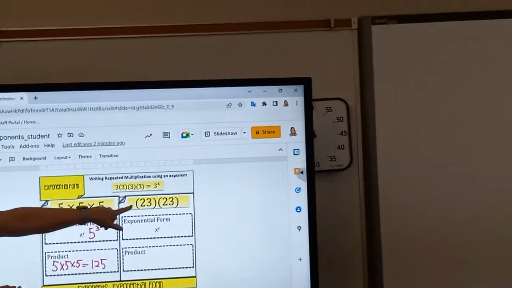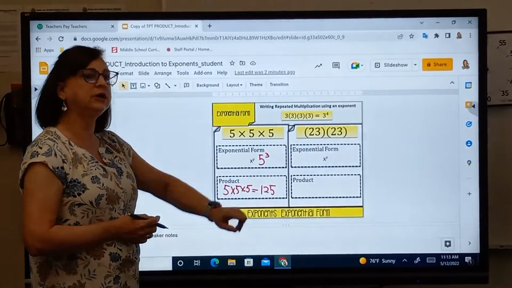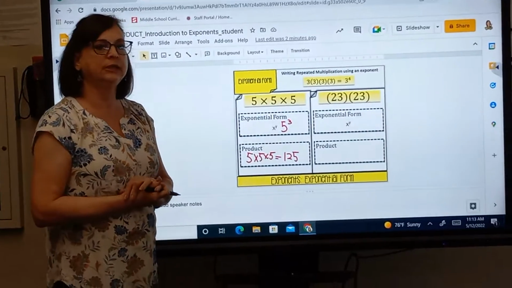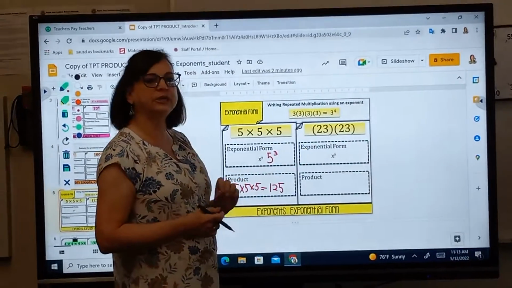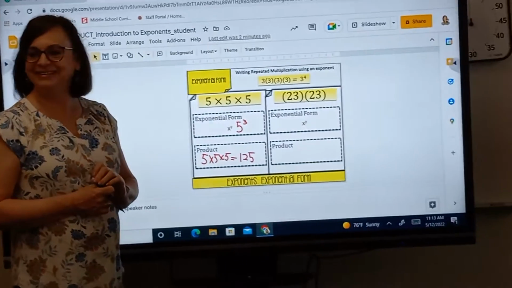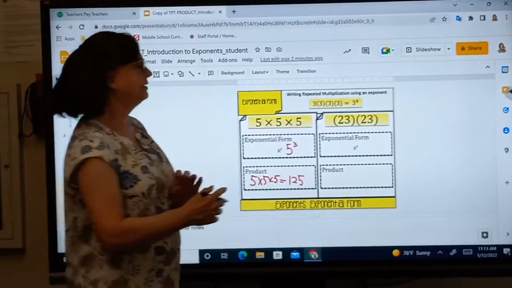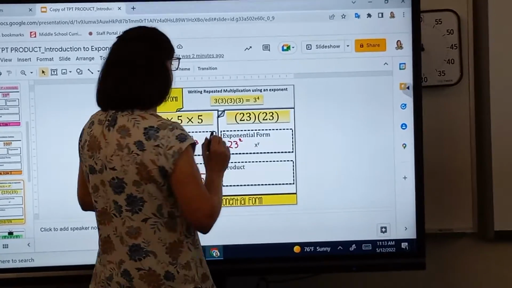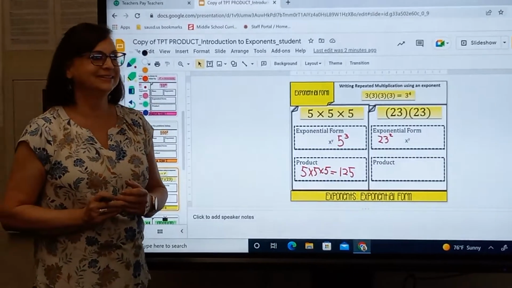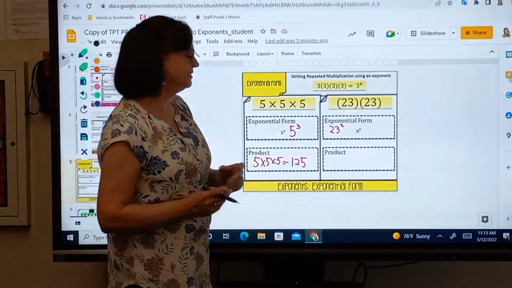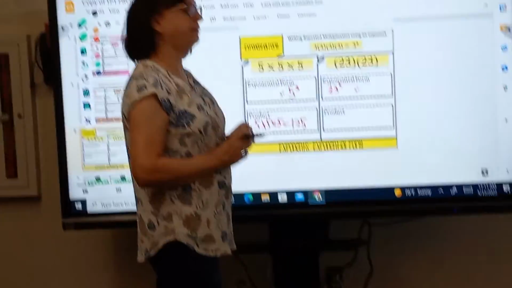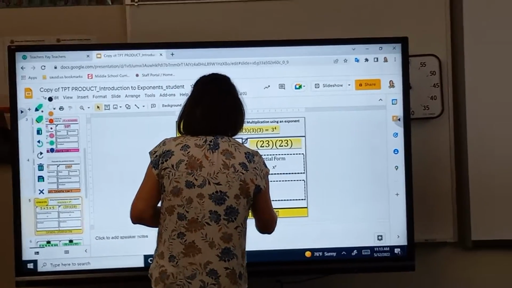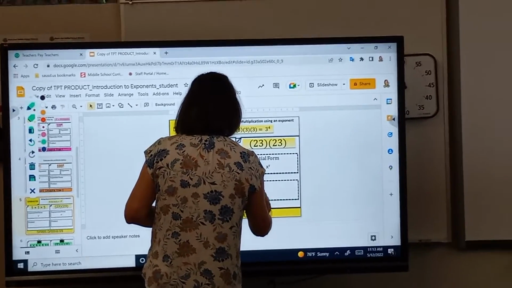So now we need our calculators because we have 23 times 23. What's another way? How can we write that as an exponent? Caden, how can we write that with an exponent? 23 to the 2nd power is correct. Do you know another way to say to the 2nd power? Squared. So 23 squared is the same as 23 to the 2nd power. Product means to solve it. So we're going to do 23 times 23.